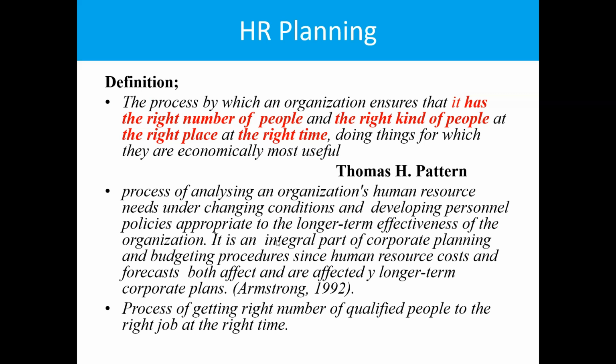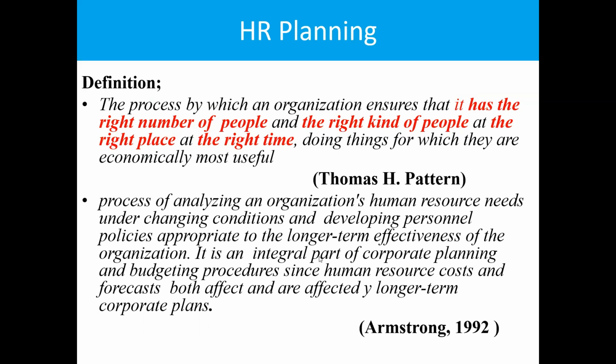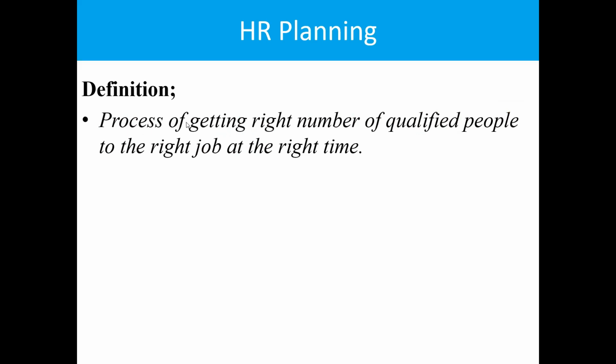Right. So we have other definitions. Just look at the first one. I think the simplest one is the first one. By taking these two definitions into consideration, we can simply make a complete definition in our own words. The process of getting the right number of qualified people to the right job at the right time. So this is our own definition, right? Getting the right number of people, the right number is the right quantity. Qualified people, the right quality. The right job at the right time.